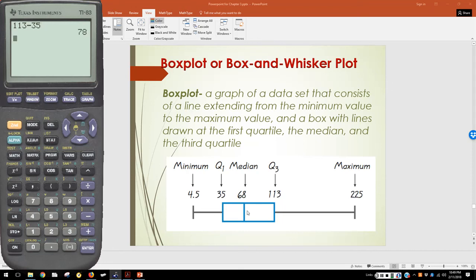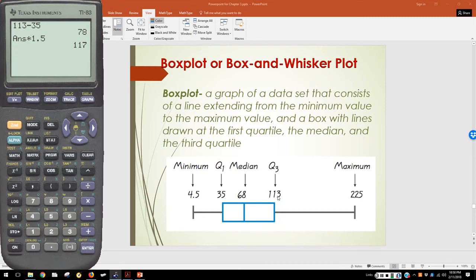So the width of this box in the box and whisker plot is 78. So there are 78 potential values between 35 and 113. That is the interquartile range. When we multiply that times 1.5, we get 117.